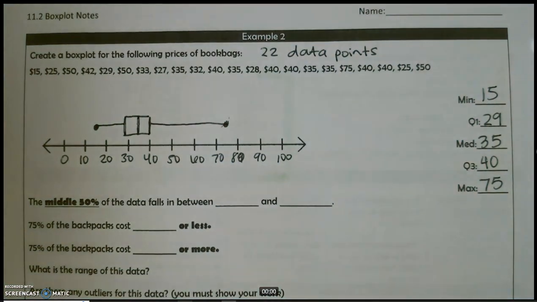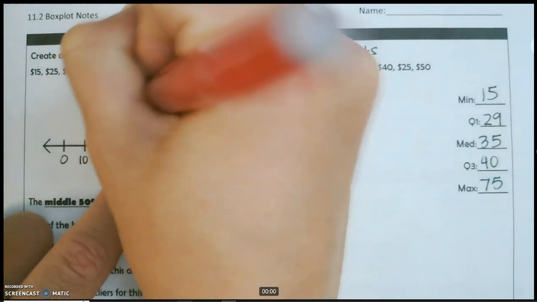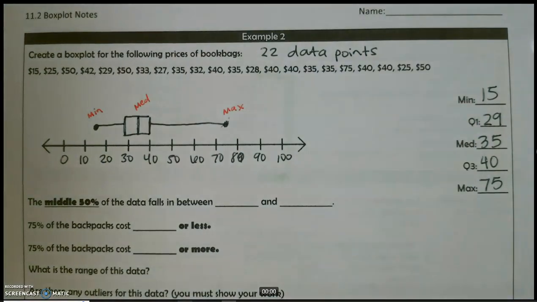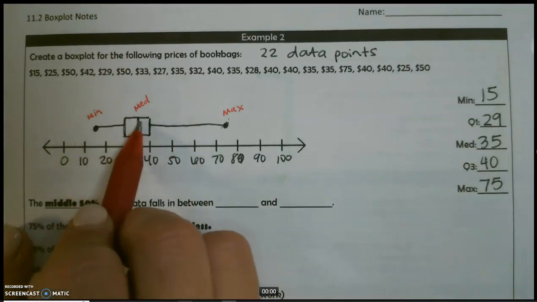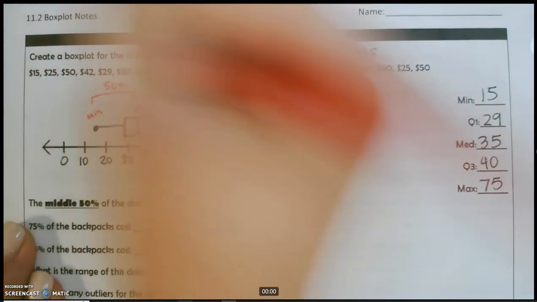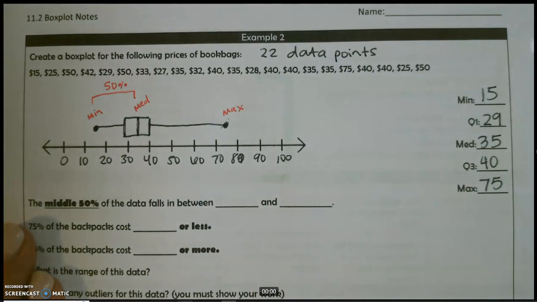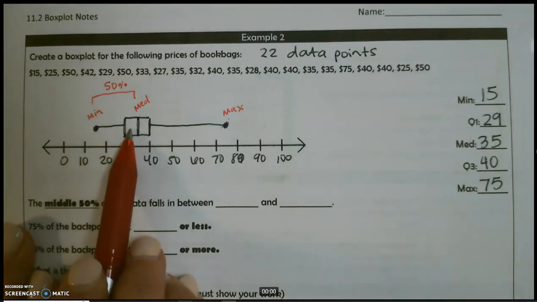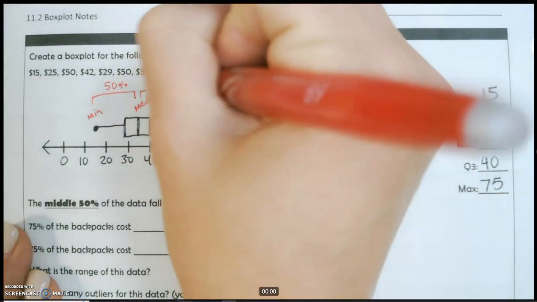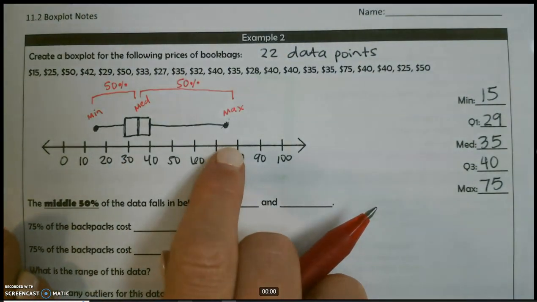Okie dokie. So one thing that I do want to point out is that if this is your min, this is your median, and this is your max, let's talk about how much data is represented in every single piece of this. From the minimum to the median, that would be considered 50% of the data, right? The median splits the data directly in half. So in between the minimum and the median, that's 50% of the data. Same thing on the other side. 50% of the data also falls in between the median and the maximum.